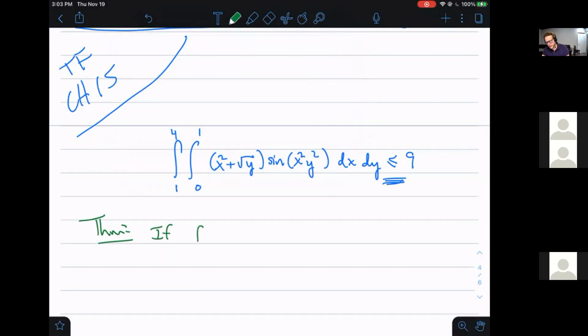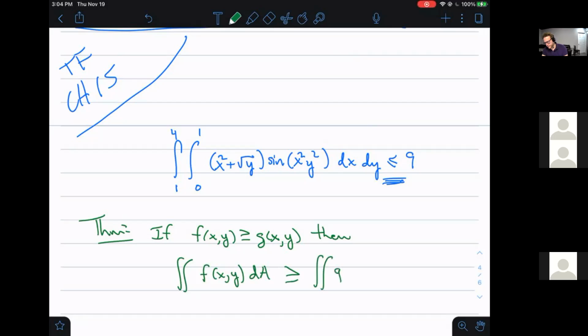you have some function that's bigger than another function, then the volume under the bigger function ought to be larger than the volume under the smaller function on any region where they're both well defined. So on any region D. So that's what the theorem said. And that's the only theorem I can recall that had this sort of inequality.